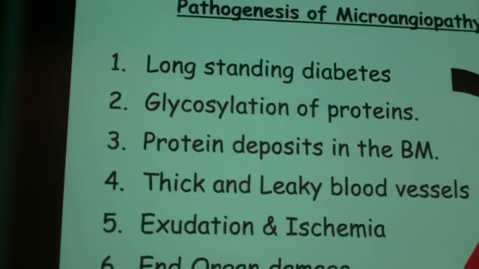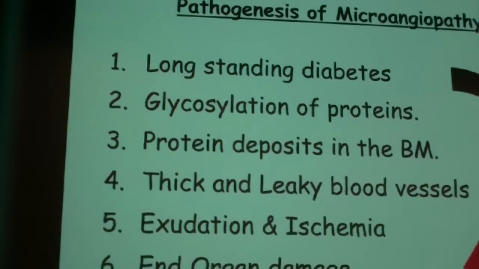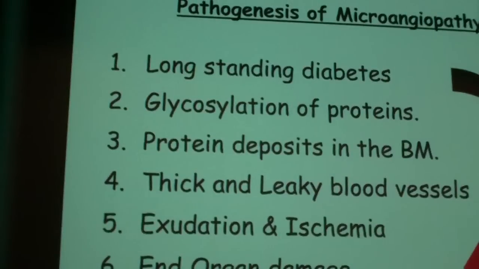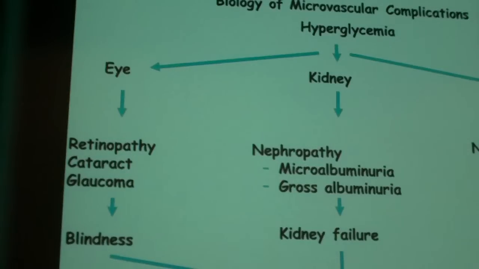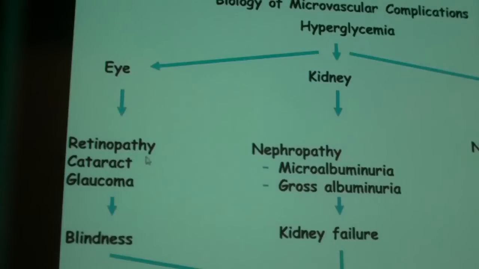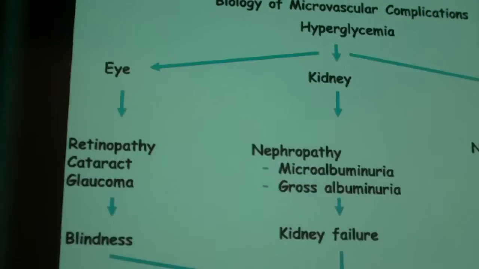What is the pathogenesis? You have long-standing diabetes. Your proteins, like HbA1c but also other proteins, will be glycosylated. The proteins get deposited in the basal membrane. The blood vessels get thick and leaky. Exudation and ischemia, and it ends in organ damage. So these microvascular complications are mainly seen in the eye, the kidney, and the nerves, and end in retinopathy, nephropathy, and neuropathy. In the end, it also results in death and disability, and that is of course important if you think about screening. That is what you want to prevent.